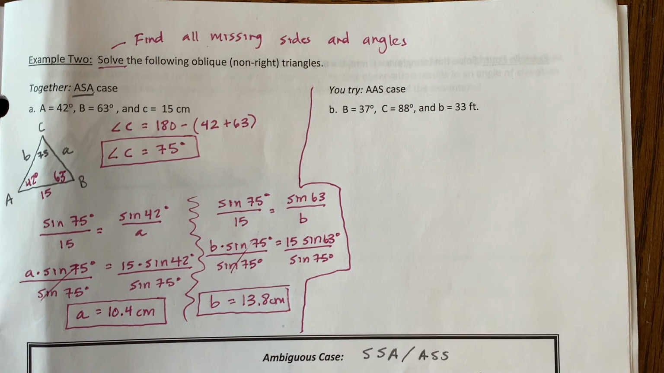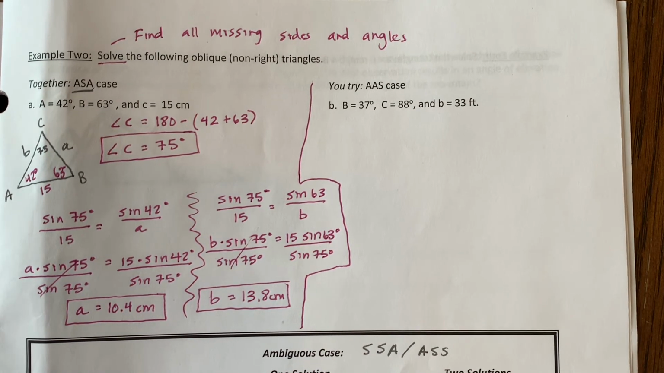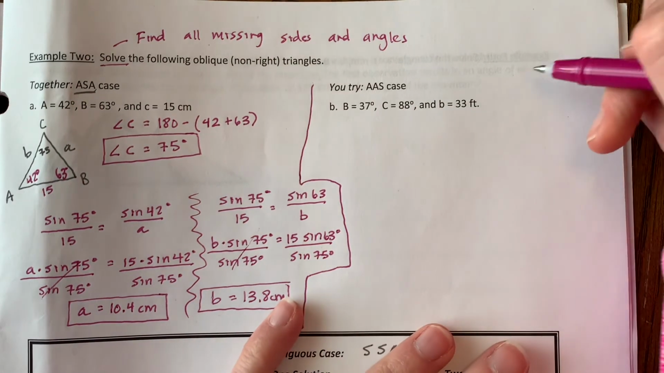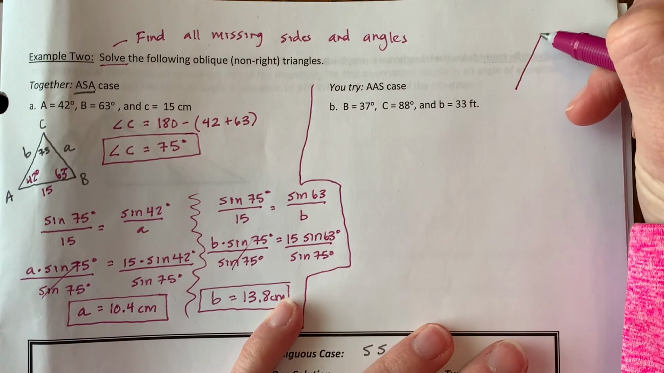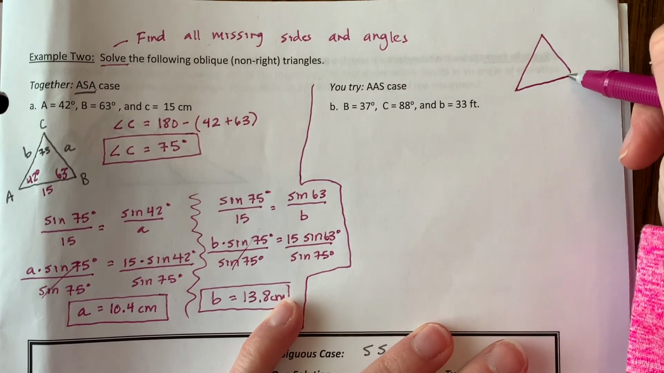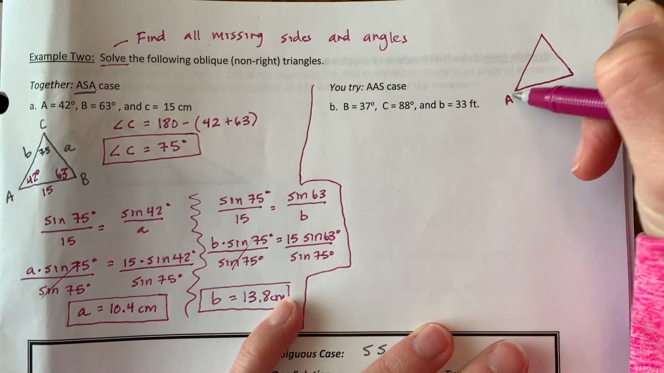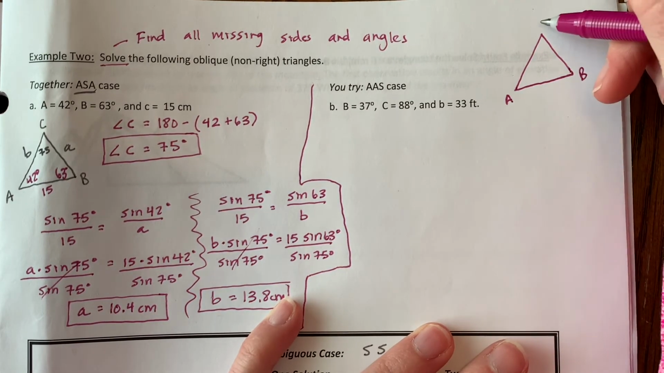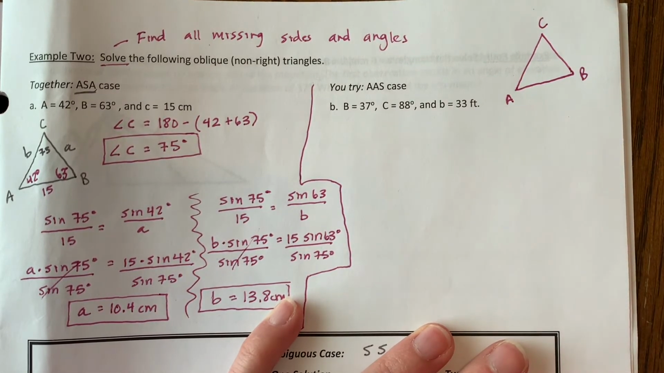Now I would like for you to pause the video, try letter B. When you're ready, hit play and check your answer. Okay, so in letter B, the first thing I'm going to do is draw my picture. So I have angle A, angle B, and angle C. Now I'm going to plug in what I know.